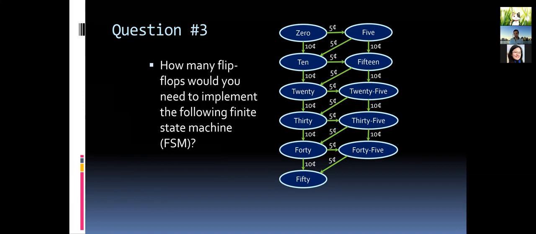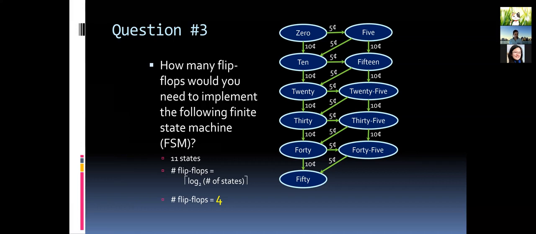So everyone probably already counted the number of states here, right? There are 11 states here. So this is the math: the number of flip-flops is the ceiling of the log of the number of states. And as everyone who tried to answer already answered, the right answer is 4 here. So this is how many flip-flops you would need to use.